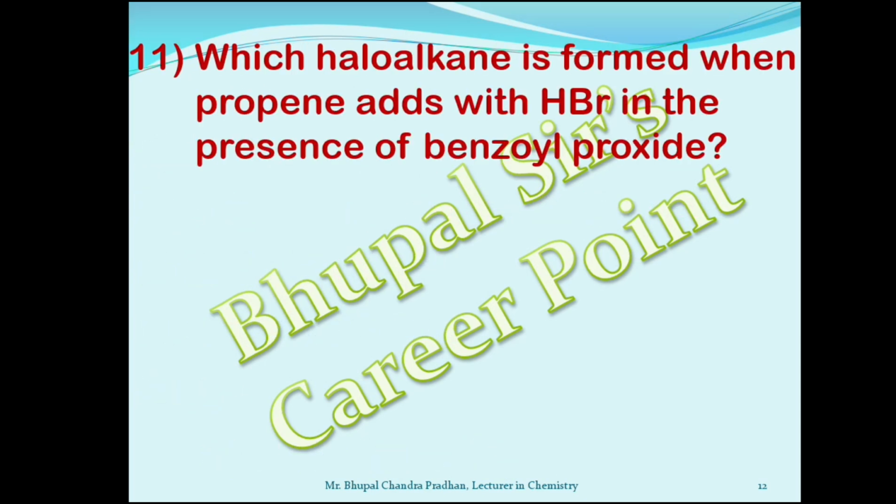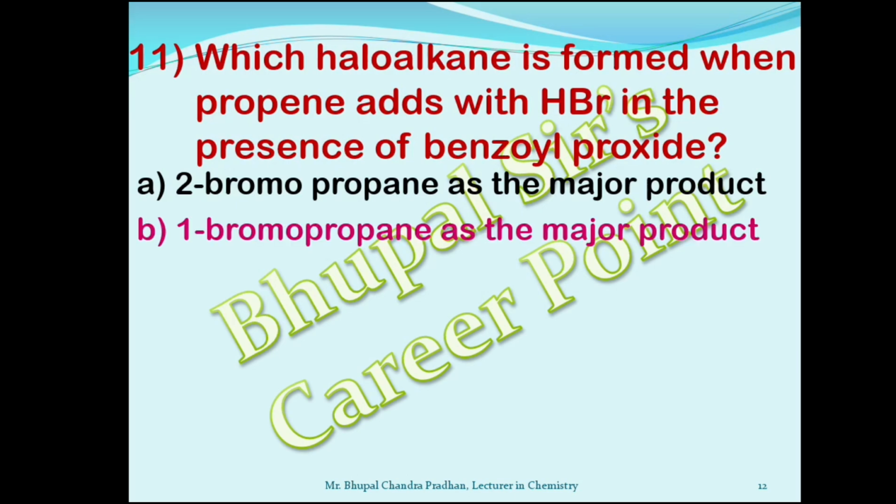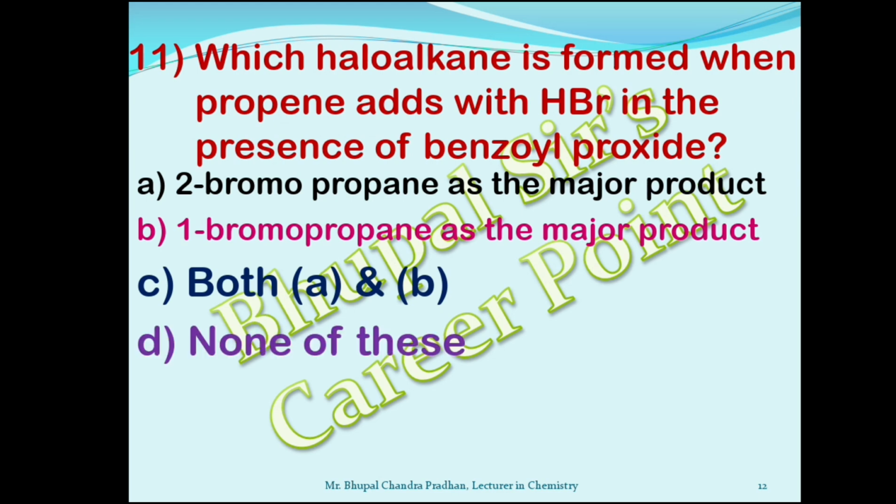Now comes the next question. Which haloalkane is formed when propene adds with HBr in the presence of benzoyl peroxide? Propene adds HBr in the presence of benzoyl peroxide. Then what happens? Option A, 2-bromopropane as the major product. Option B, 1-bromopropane as the major product. Option C, both A and B. Option D, none of these. The students try to give the answer.